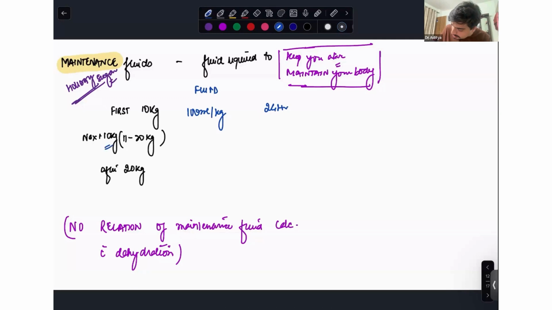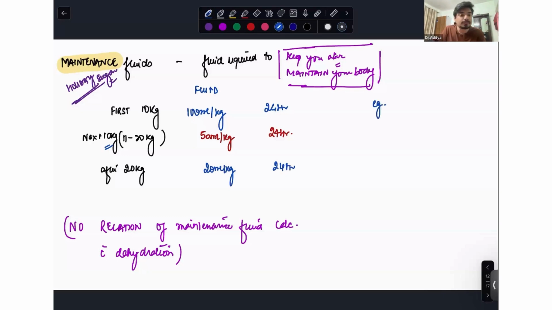Daily, right? For the next 10 kg, that is from 11 to 20 kg, it's given as 50 ml per kg. Again in 24 hours. And after the 20th kg, every kg maintenance fluid is calculated as 20 ml per kg. Again in 24 hours.